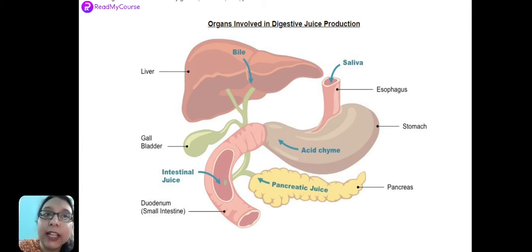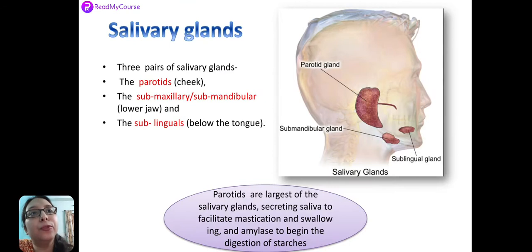Okay, after that we have the pancreatic juice. The pancreas is a structure which produces the pancreatic juices which further again help in digestion. How they help, we will read in the coming slides. And we have the intestinal juices as well. So these juices, these enzymes come together and they stepwise break down the food into simpler forms until they are broken down into such small units that can be easily absorbed into the bloodstream, right? With that, we move to the next slide.